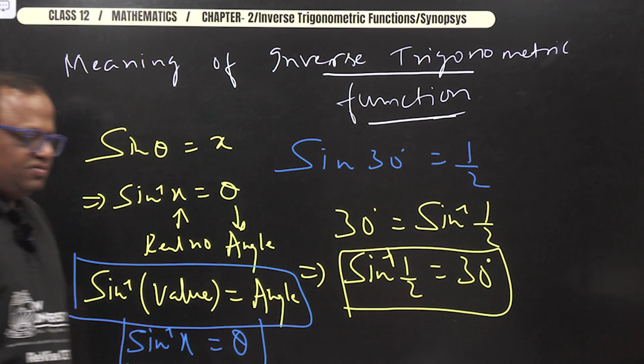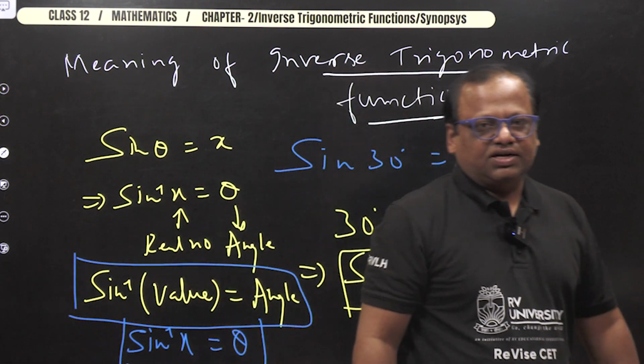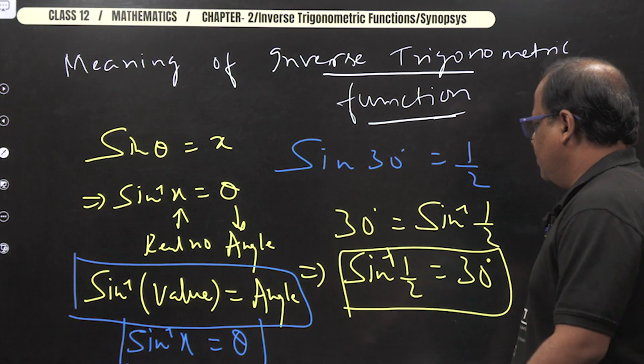Sine inverse of x is equal to theta. So that is how we understand the inverse trigonometry. Okay. Hope this is clear.